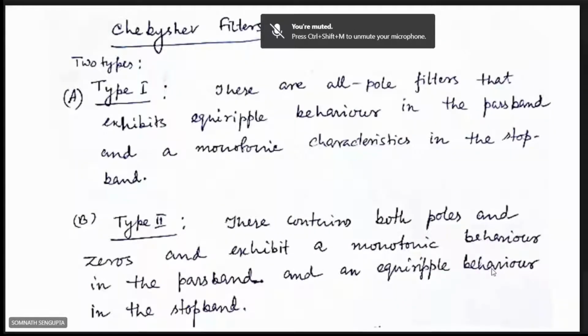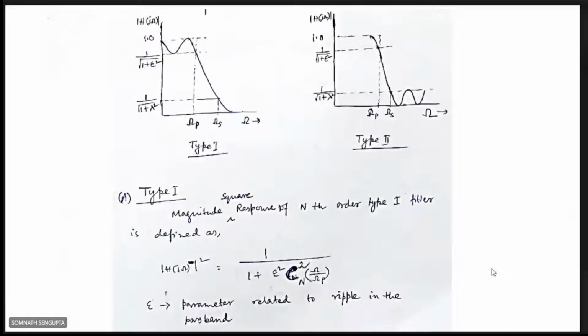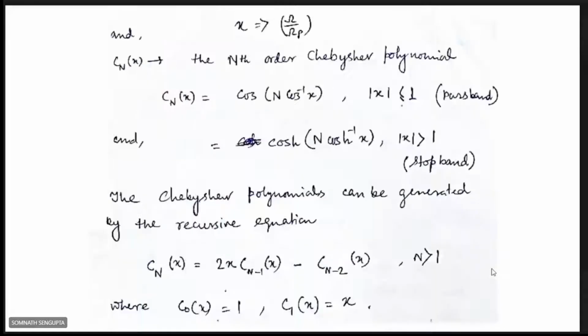So we have discussed Butterworth filter. Now we are discussing Chebyshev filter. There are two types, type 1 and type 2. In type 1, ripple is there in the pass band, and in type 2, ripple is there in the stop band. The transfer function of Chebyshev filter depends on the polynomial Cn, that is called Chebyshev polynomial.